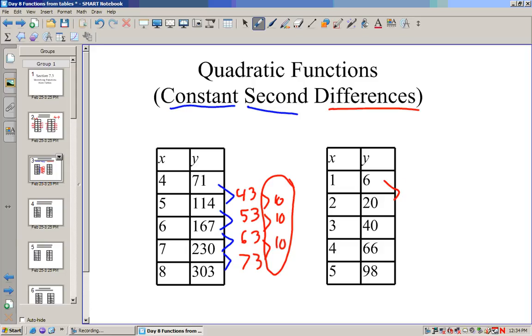So let's look at this one. Here we're going up by 14, then by 20, then by 26. And you can see this is going up by 6, going up by 6. So this should be 32. There's the pattern. Is 32 plus 66 98? Yes, that is correct. So our constant second difference will be 6.